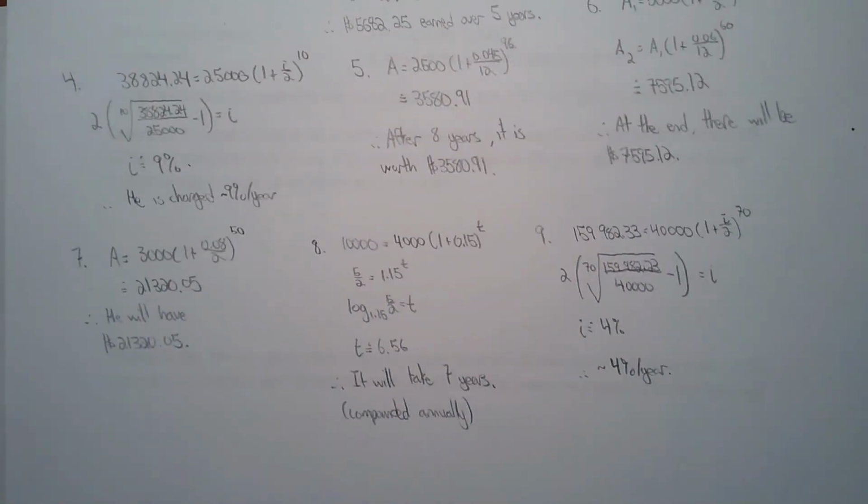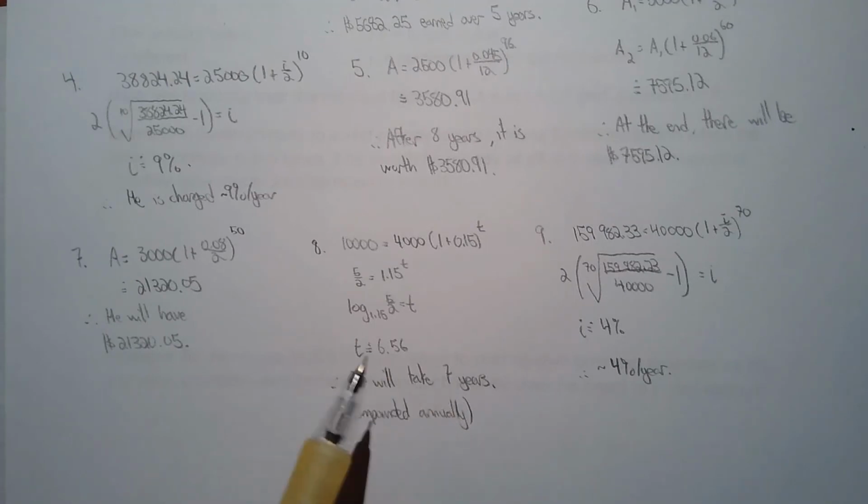For question 8, you have to be very careful because you're solving for t, which means I'm going to use logarithms, or you can use a guess and check technique. But you solve for t, you get 6.56. So you actually have to round it up to 7 years.